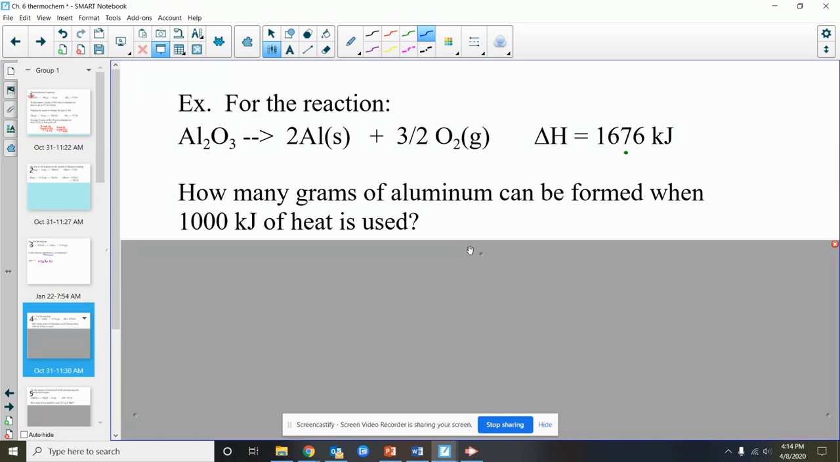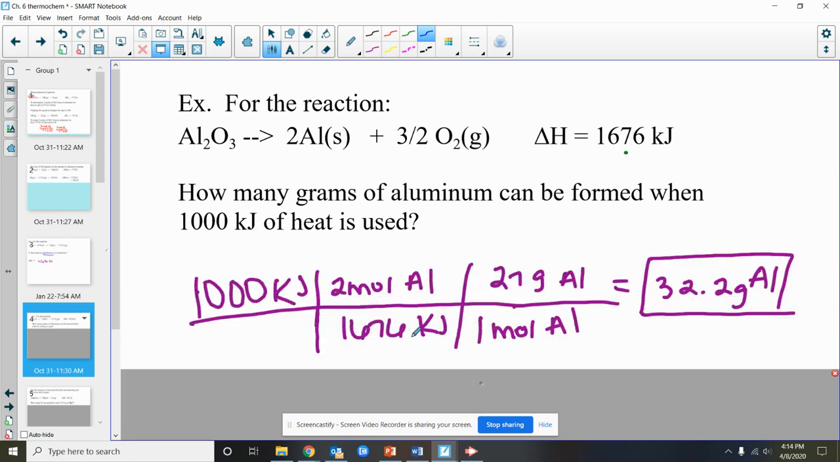So you're going to set this up with a T-chart, just like any other kind of mole ratio that we've done this year. And I'm going to start with what I was given, which is 1,000 kilojoules. Remember that whatever unit is here has to go down here. So you need to pay attention to the amount of kilojoules given to you. It's either going to be in the equation or it's going to be given to you just as your delta H. So I have 1,676 kilojoules down here. And the ratio is, if I have that much, I'm going to get 2 moles of aluminum to form. So that's my ratio, 2 moles of aluminum over this much heat energy.